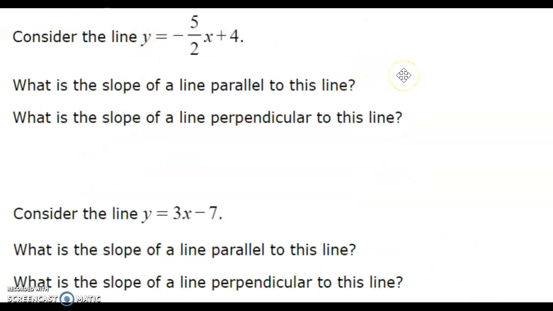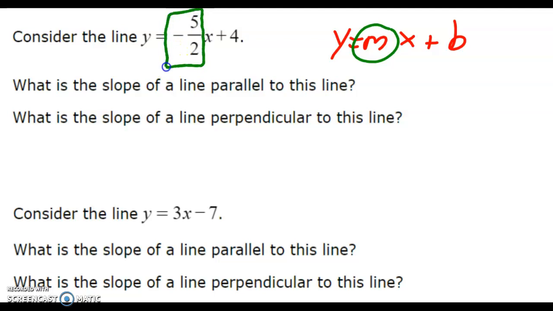Now, these first couple questions you're going to encounter today, no work involved. The equation is there for you. It's already in y equals mx plus b. Remember, y equals mx plus b, the slope-intercept form, is our main form of equation where we're going to be getting the information of slope. It's the easiest to get to if you're not already there when you start. So your slope is just whatever is right in front of the x, and it's exactly that number. So your current slope is negative 5 over 2.